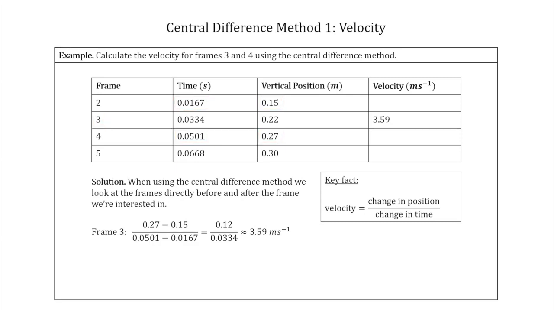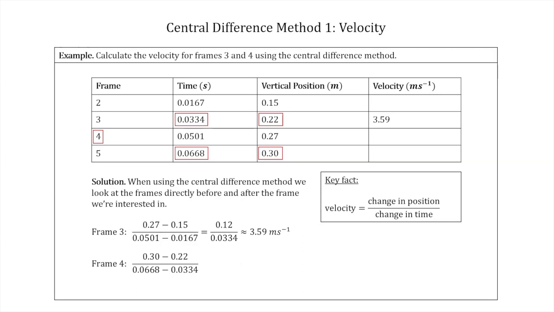Then we just do the exact same thing for frame 4. Look at frame 4, we care about the information in frame 5, so the times and the positions. Plug them into the equation again, so the change in position is 0.3 minus 0.22, and the change in time is 0.0668 minus 0.0334. Now you always subtract the one from the frame before from the one from the frame after, because you want the change. The time will always have increased, because time always increases of course.